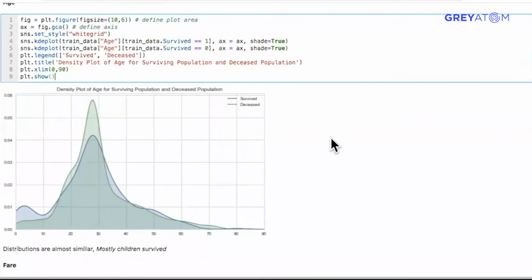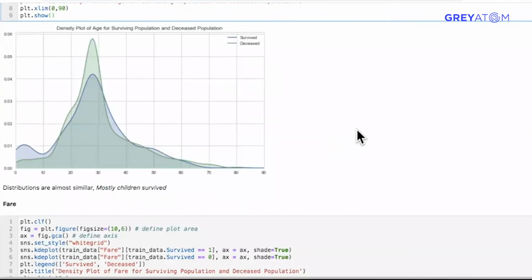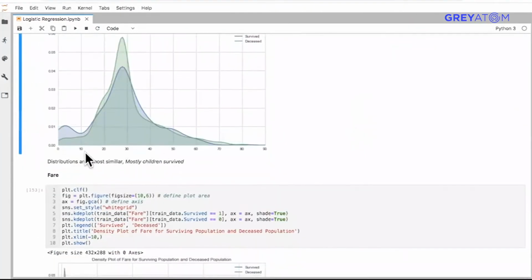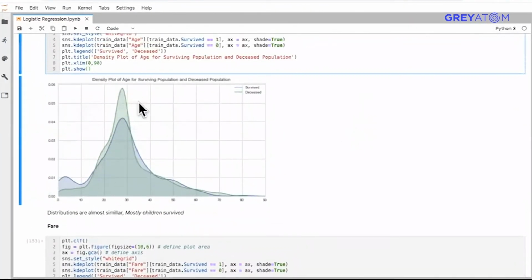So just look close here, guys. The distribution for age looks pretty much similar, but there is a huge bump here. Looks like the young children, less than 10 years of age, survived more compared to the ones who are here.